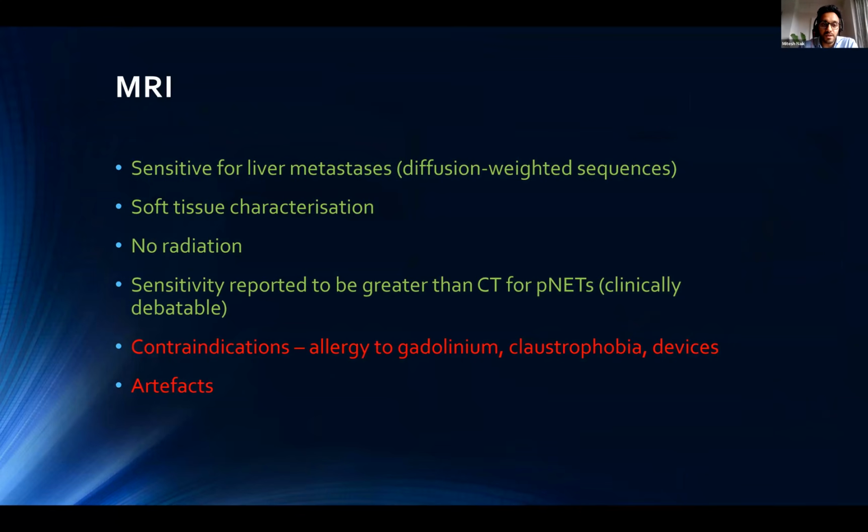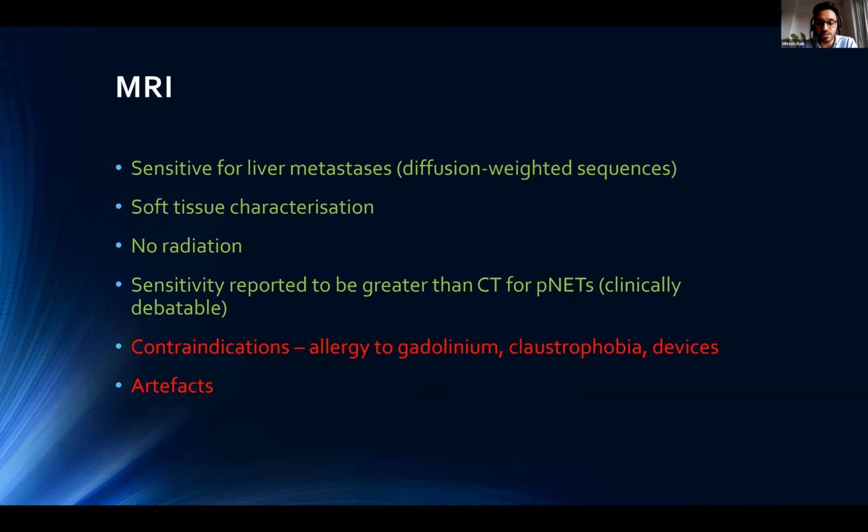Okay, so MRI is really helpful for liver metastases detection in particular. I'll show you a couple of examples as to why in a second. It's really helpful for soft tissue characterization and considered slightly better than CT, especially for pancreatic neuroendocrine tumors, according to literature. In clinical practice, this can be debatable because MRI is prone to artifact, and particularly in small lesion sizes, there are situations where lesions are detected far less well, depending on local scanners availability and depending on their parameters.